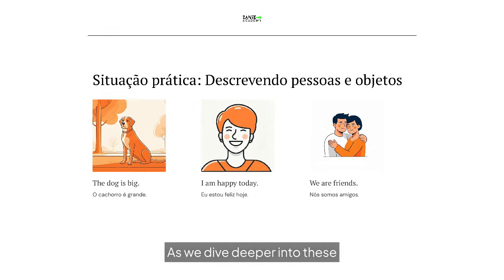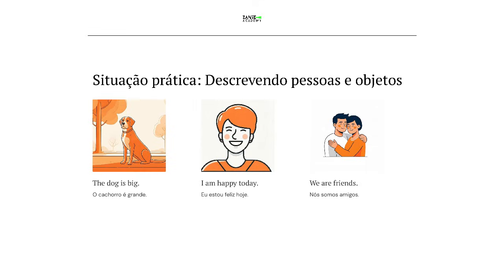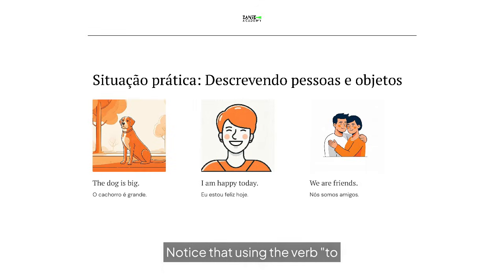As we dive deeper into these examples, think about how you can describe your surroundings or the people in your life. Notice that using the verb "to be" effectively allows you to communicate more clearly and enriches your conversations. In our next slide, we'll explore how to use the verb "to be" for age and location, which will further enhance your descriptive skills. So, let's continue this journey and see how we can expand our ability to express ourselves in English.